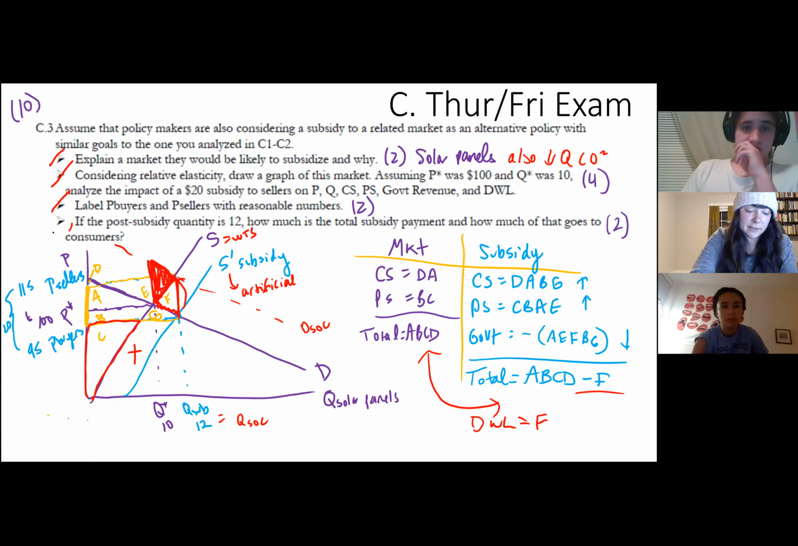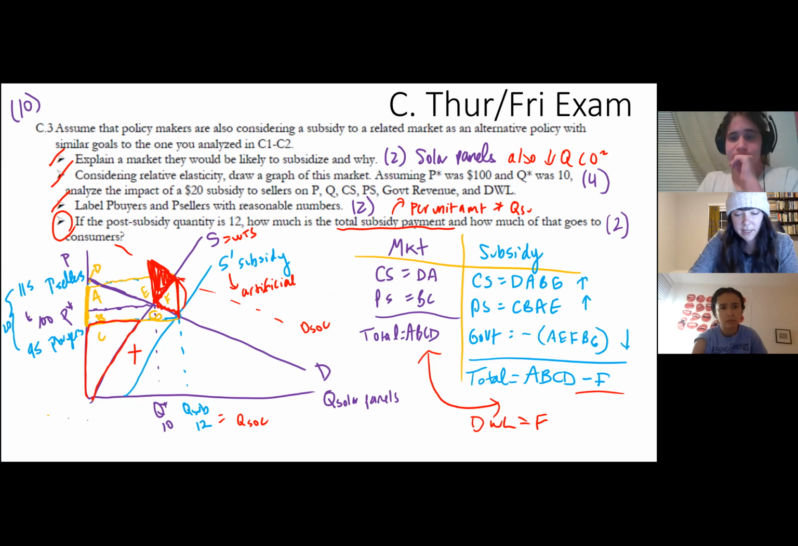So the last thing to answer is this part that was 2 points. If the post-subsidy quantity is 12, how much is the total subsidy payment? Total subsidy payment is always going to be the per unit amount multiplied by the subsidy quantity, which here is $20 times 12, $240. How much of that goes to consumers?